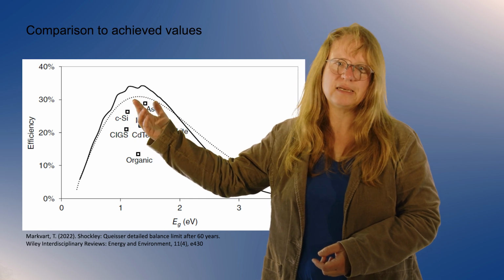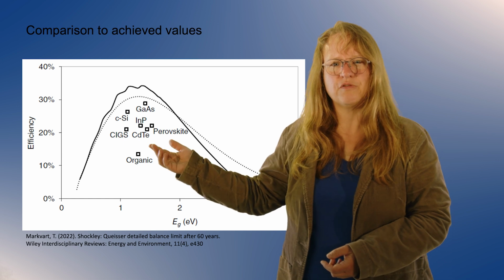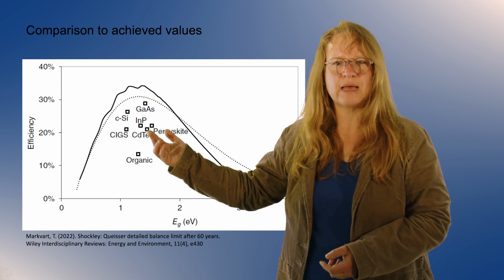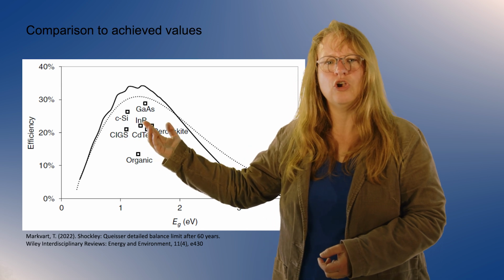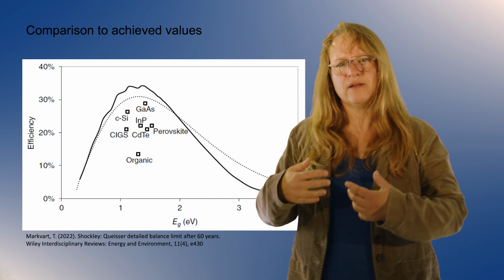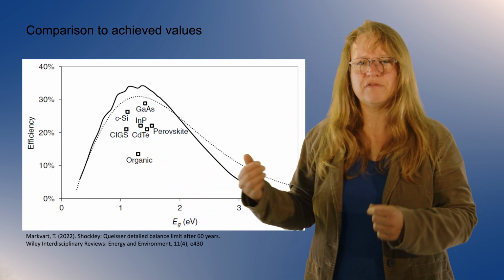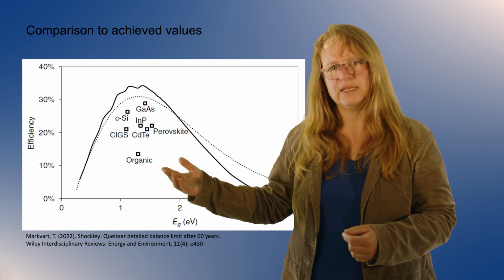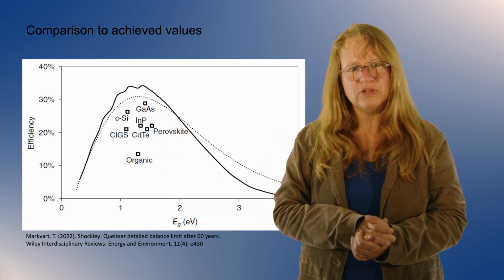For gallium arsenide, it is a bit higher. And then other materials, for example, indium phosphide, cadmium telluride, perovskite solar cells, they are all a bit lower than the values for gallium arsenide and silicon. Also, new approaches that are coming up, like organic solar cells, also have lower efficiency, as you can see here, but that might still increase. That's still part of research.